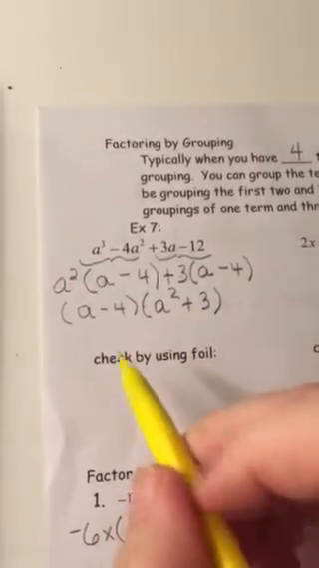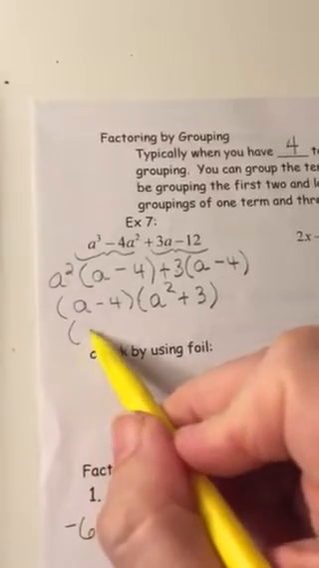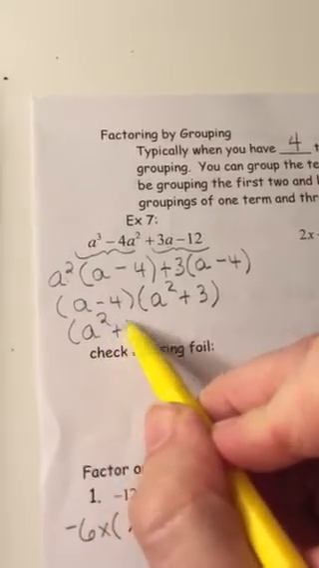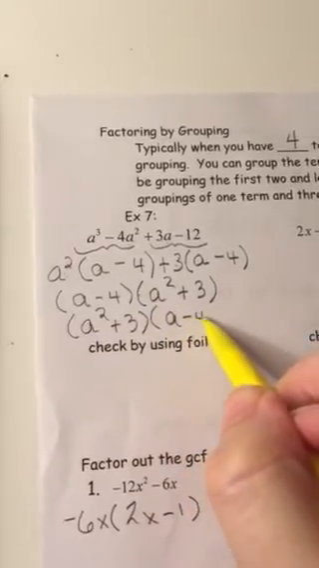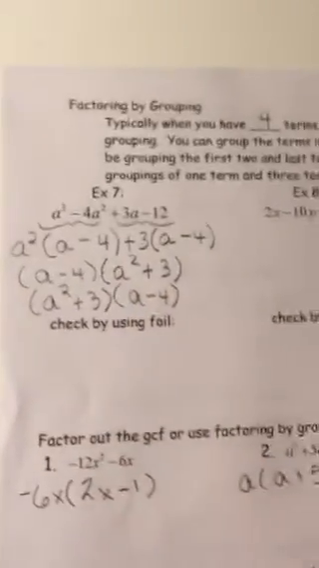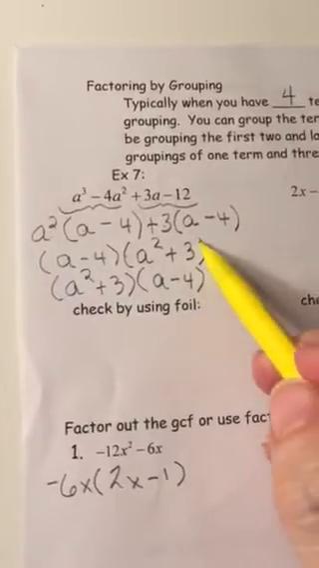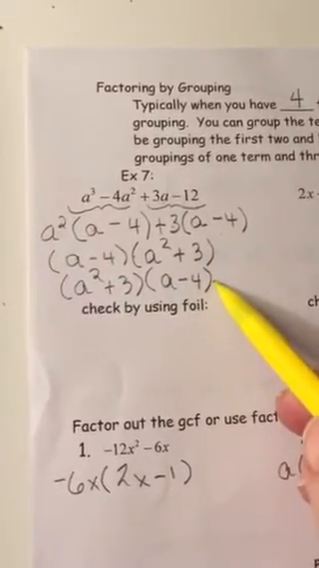Now if anybody's wondering, well, what if I were to write my a squared plus 3 in the front and then my a minus 4? That is also correct by the commutative property of multiplication. This answer or this answer would be correct.